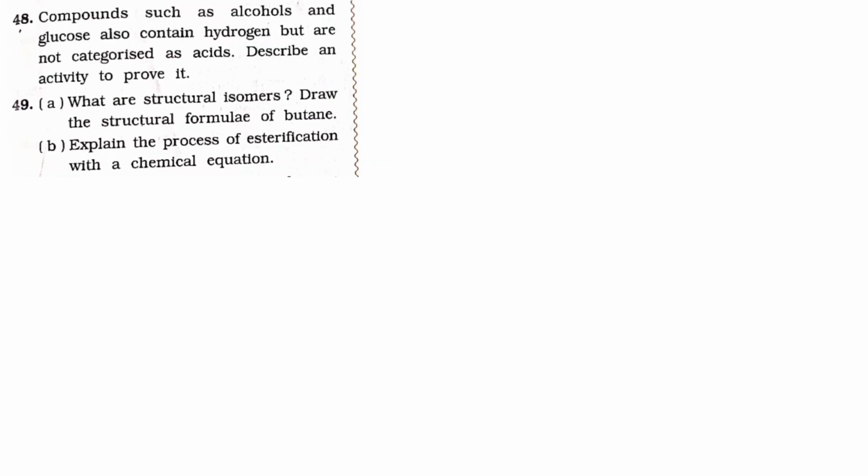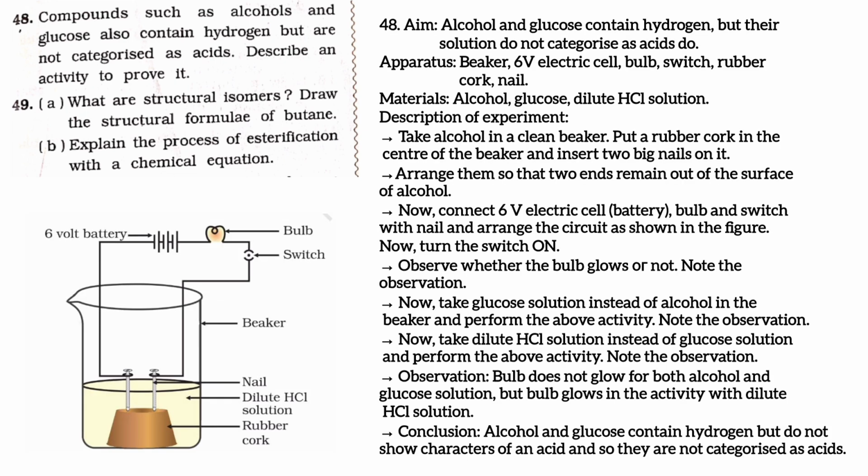Question number 48. Compounds such as alcohols and glucose also contain hydrogen but are not categorized as acids. Describe an activity to prove it. Answer. First of all, aim. Alcohol and glucose contain hydrogen but their solutions do not behave as acids do. Apparatus: beaker, 6-volt battery cell, that is electric cell, bulb, switch, rubber cork, nail. Materials: alcohol, glucose, dilute HCl solution. Now here is the given diagram.